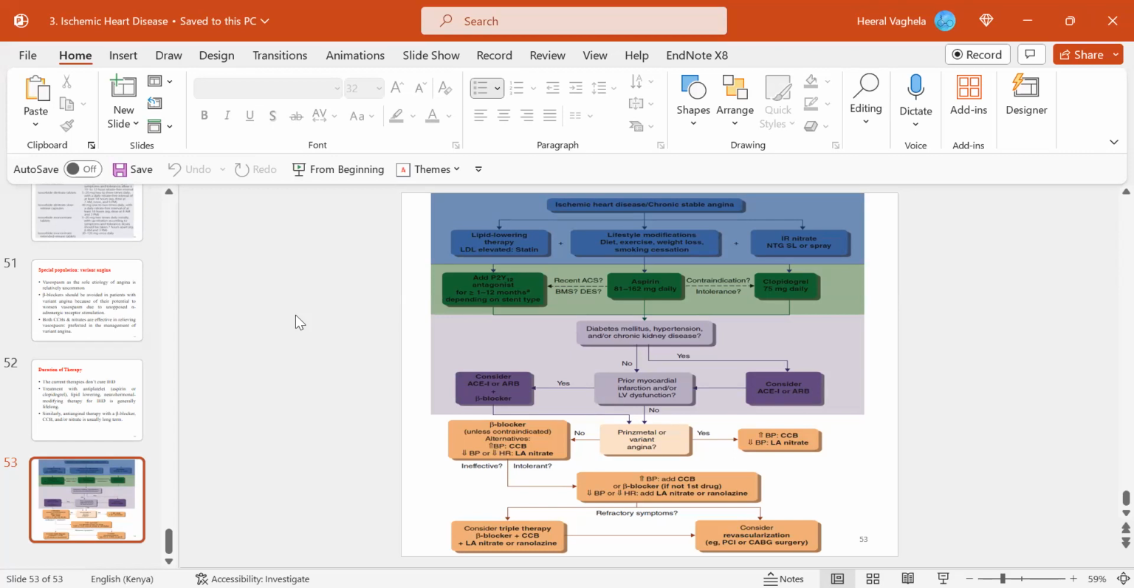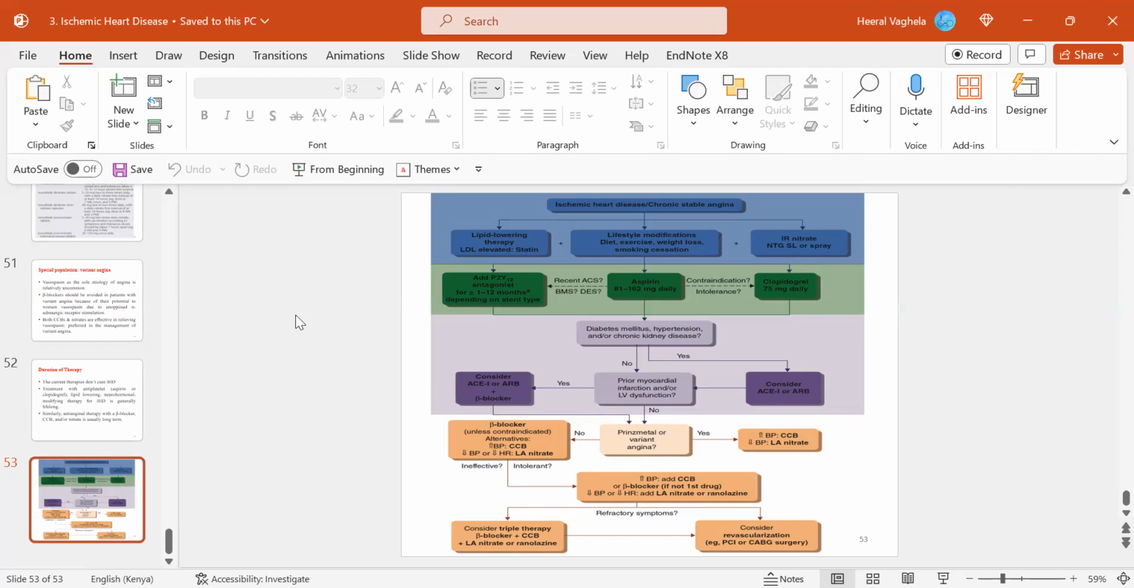Then if it's variant angina, then you do not give beta blocker. Those are contraindicated because they worsen the symptoms. Instead, you give either calcium channel blockers or these nitrates like nitroglycerin. Then, like before, Gaia said, beta blockers are usually given because they reduce the oxygen demand.